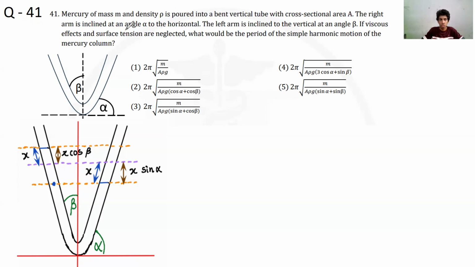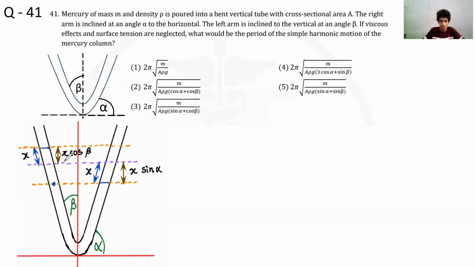The right arm is inclined at an angle alpha to the horizon. The left arm is inclined to the vertical at an angle beta. If viscous effects and surface tension are neglected, what would be the period of the simple harmonic motion of the mercury column? So this is the bent vertical tube, and when mercury is poured into the tube, the mercury column will oscillate for a short period of time before finally coming to rest.